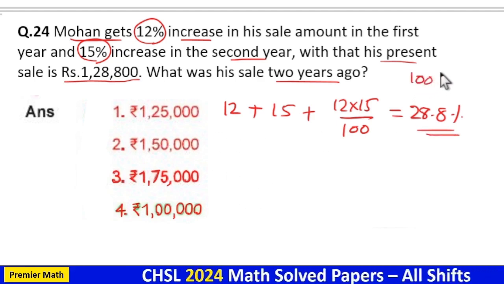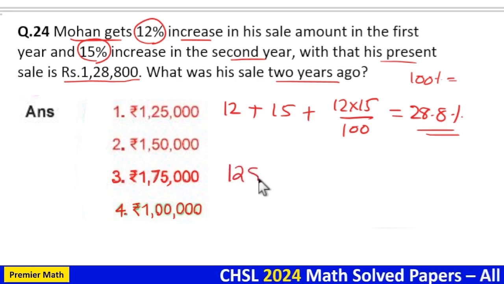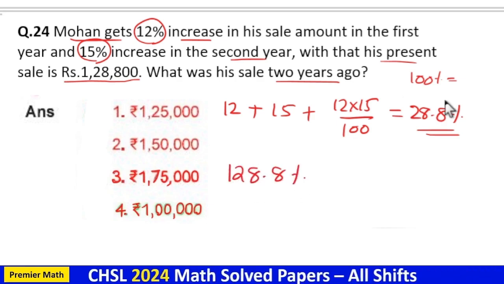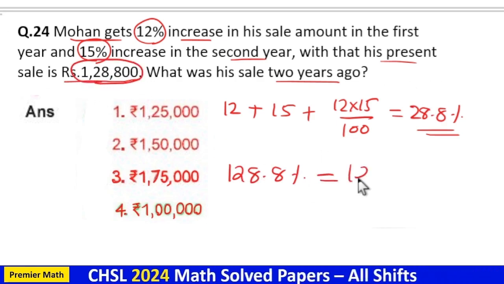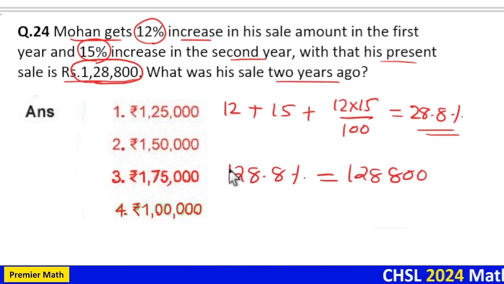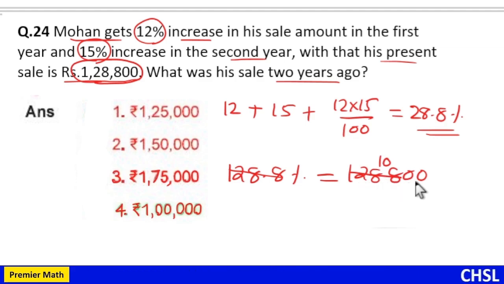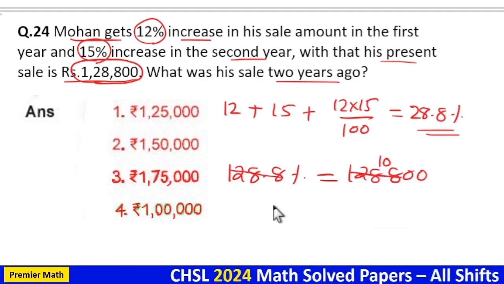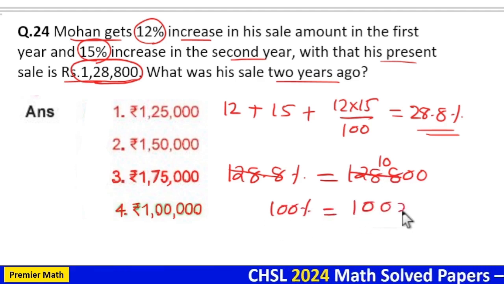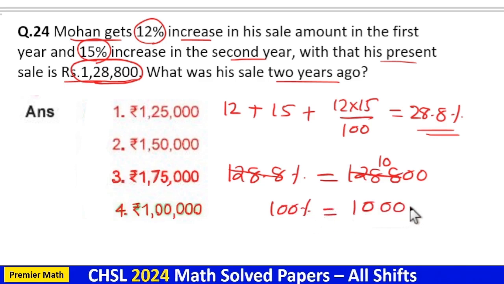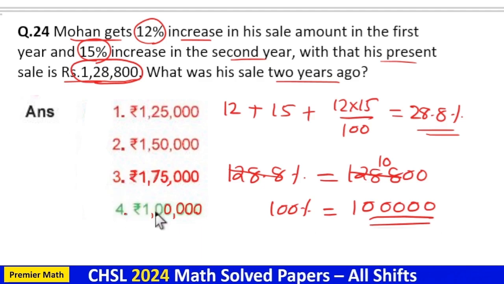Consider initial amount as 100%. So total increment is equal to 128.8%. Now it is given in the question as 1,28,800. Now 128.8 into 10 is equal to 1288. So 1% is equal to 1000, means 100% is the initial sale, which is equal to 1000 into 100, 1 lakh. So option 4 is your answer.